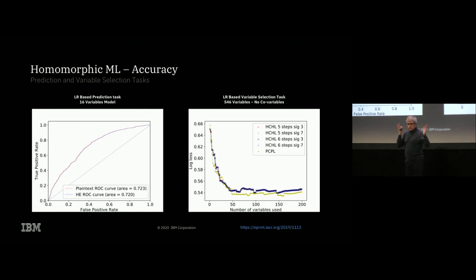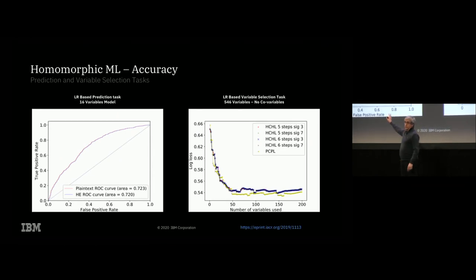We took the data, we encrypted the data, we encrypted the model. We ran it through an encrypted logistic regression-based prediction model. And the accuracy was pretty good, right? Because we are using here an approximate number scheme for homomorphic encryption, and the accuracy was very good. So that's part number one.